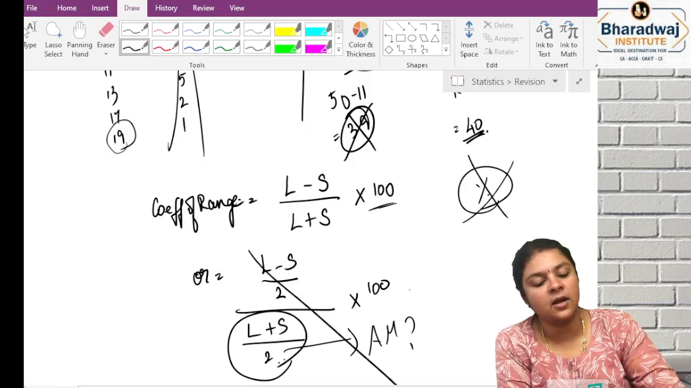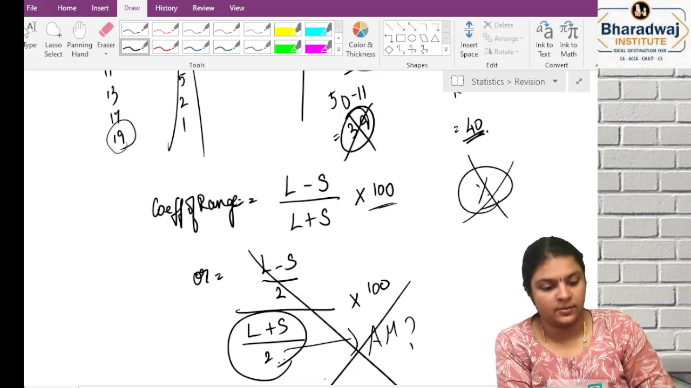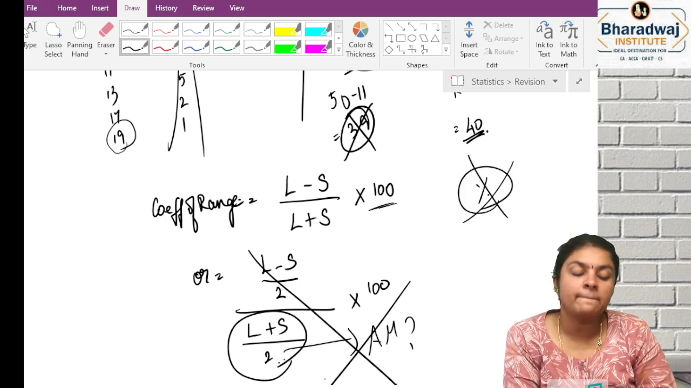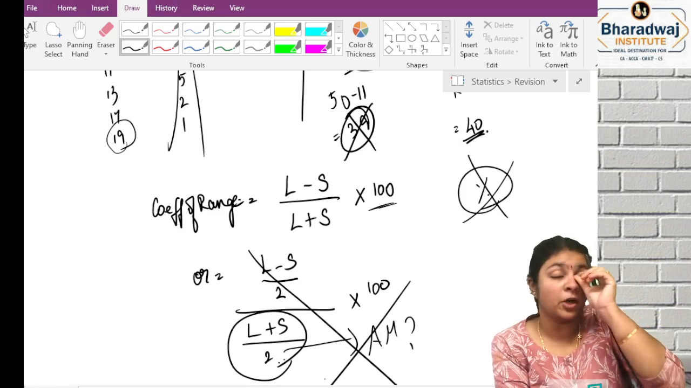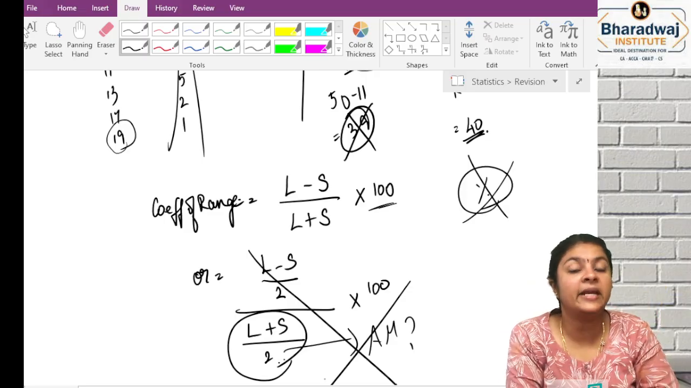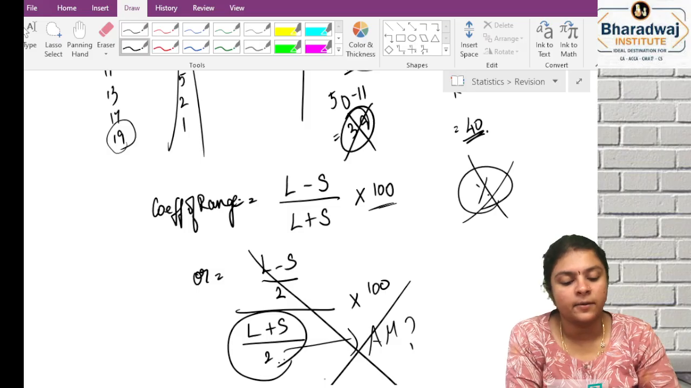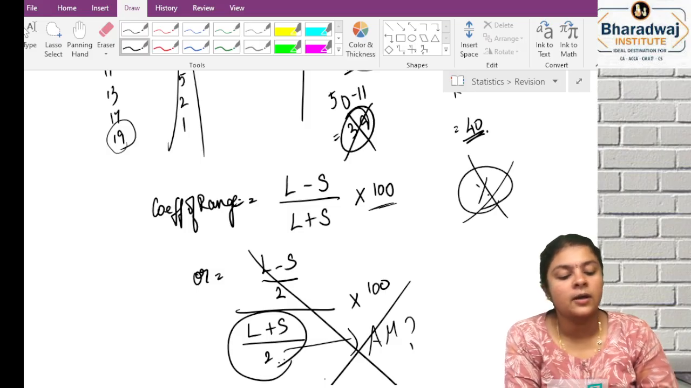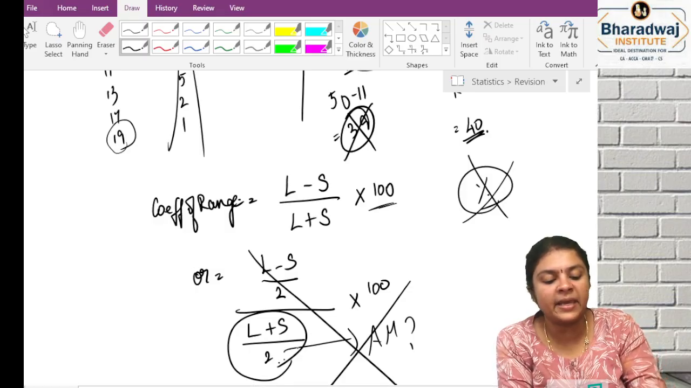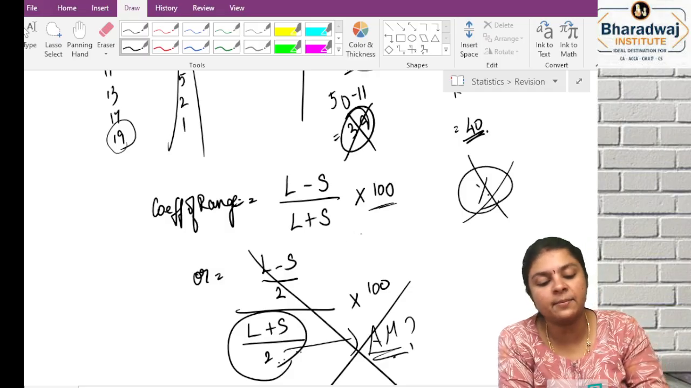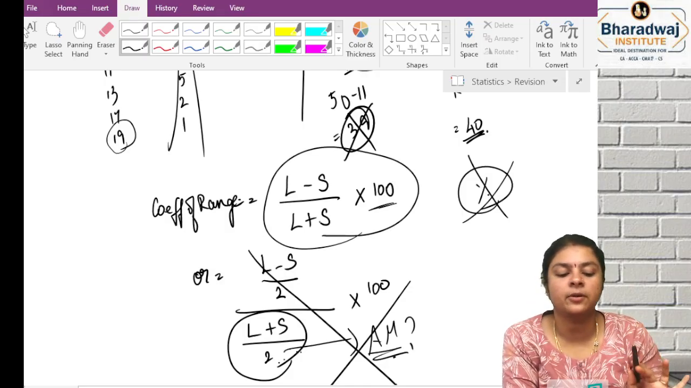No, it will not be mean. It can be median potentially? No, it will not be median also, because median will again be in between, depending on what your value is, only then median will be considered. Median is positional, never numerical. Understood. So, remember, coefficient of range can never be calculated directly using arithmetic mean. So, please remember that you have to always resort to this formula.